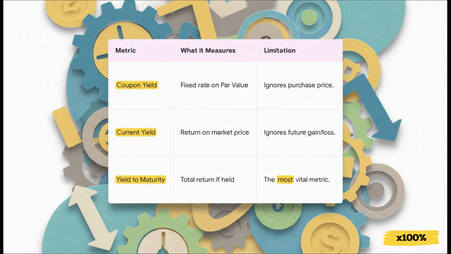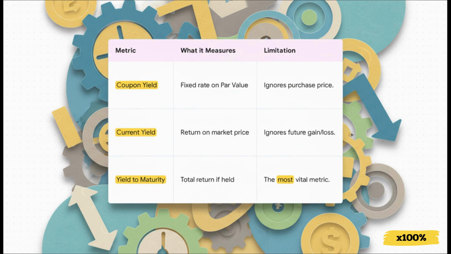So let's break down the three main flavors of yield you'll hear about. First, there's the coupon yield. This one's the easiest. It's just the interest rate printed on the bond, the 5% from our example. But it's got a huge flaw. It totally ignores what you actually paid for it. So next up is current yield, which is a little smarter. It's the annual coupon payment divided by what the bond is selling for right now. In our last example, that's $50 divided by the $950 price, which works out to about 5.26%. It's a better snapshot for sure, but it's still missing a big piece of the puzzle.